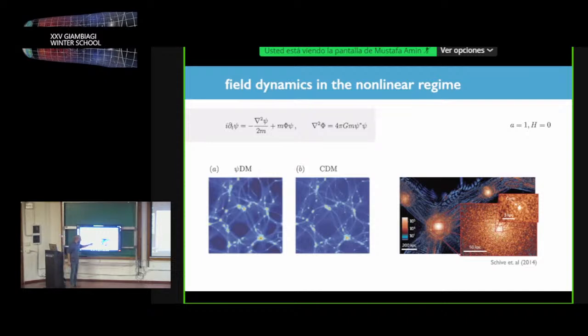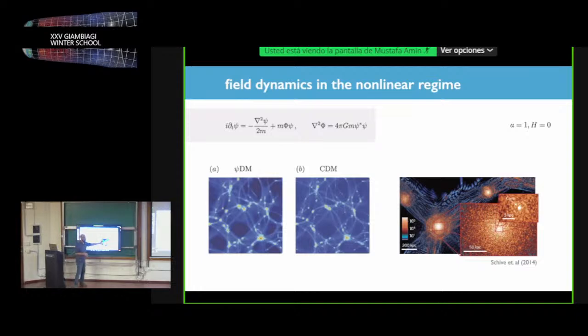But if you zoom in to one of these regions, say here or here, you will start seeing lots of differences. In the scalar dark matter case, here is an example of what you would see when you zoom in. You see these speckle patterns. These are the interference patterns that we are going to be discussing. And there is a core here. It will turn out that this is a soliton. So that's also something new that comes about.